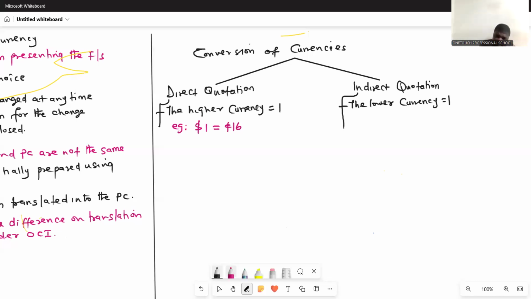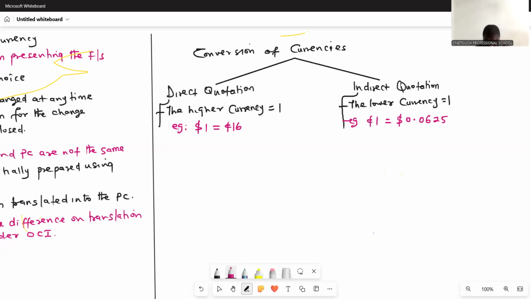Did you get it? So example, 1 cedi is equal to, please divide 1 by 16. How much do you get? 1 over 16 will give you how much? 0.0625. Yes, sir. So 1 cedi is equal to $0.0625. So this is indirect quotation. Whether direct or indirect, you just don't get confused.